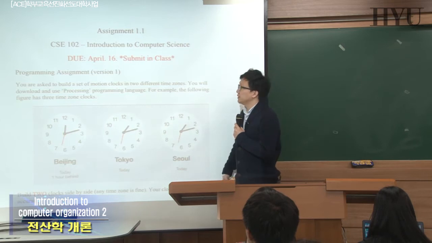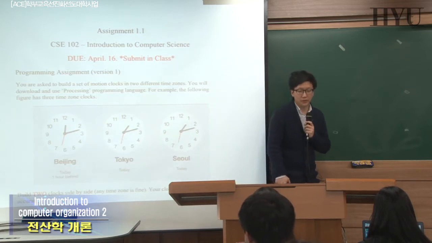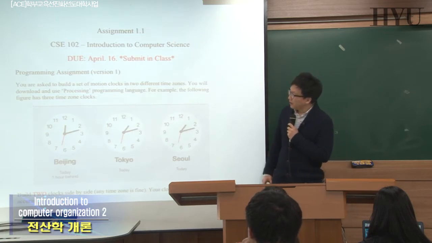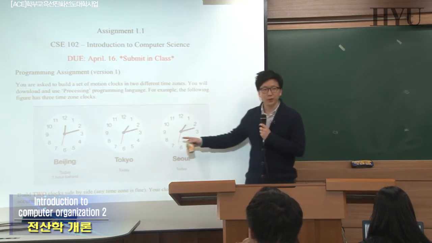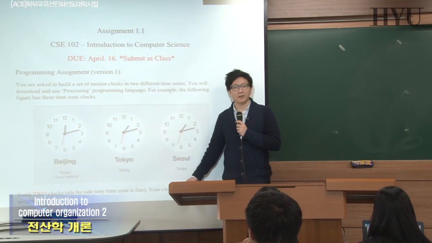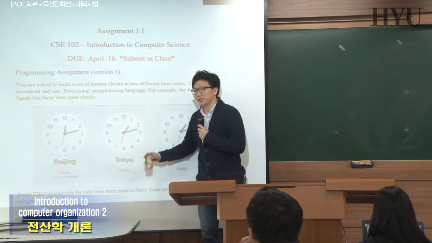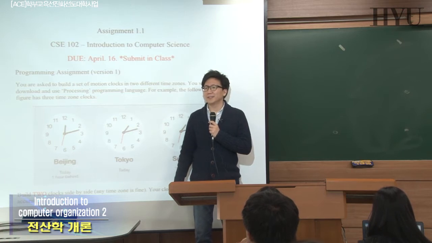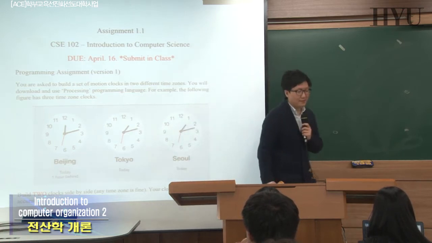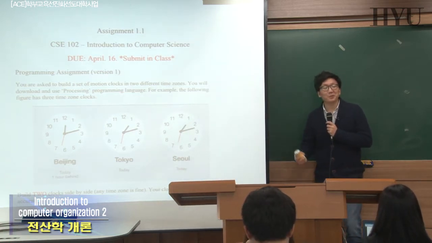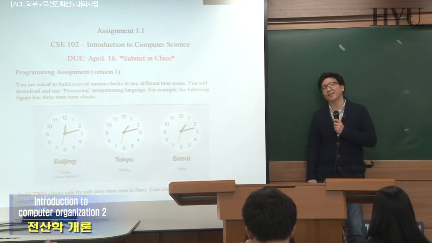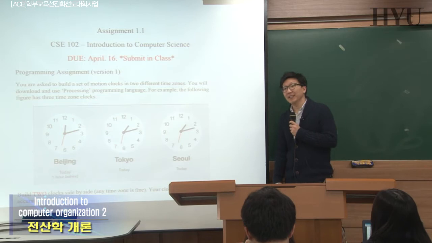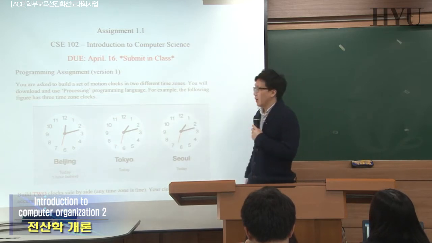in two different time zones. The example that I give has three different time zones: Beijing, Tokyo, Seoul, but Tokyo and Seoul are the same, right? Beijing has a 1 hour difference, right? But in terms of the assignment, I don't really care. As long as you can show me two different clocks in different time zones, that's okay.